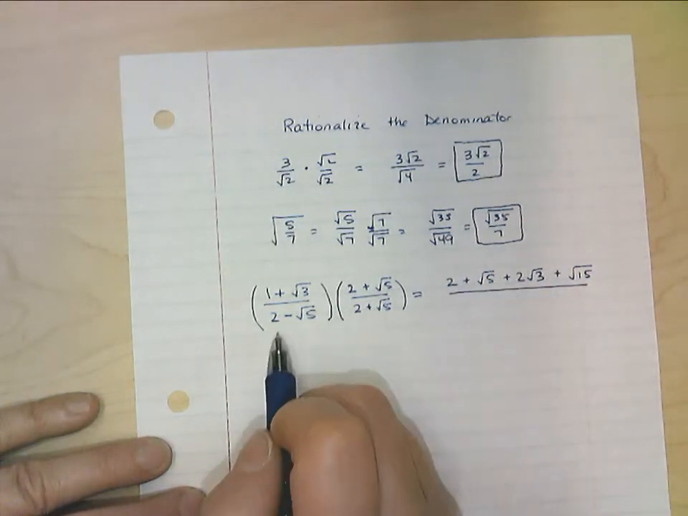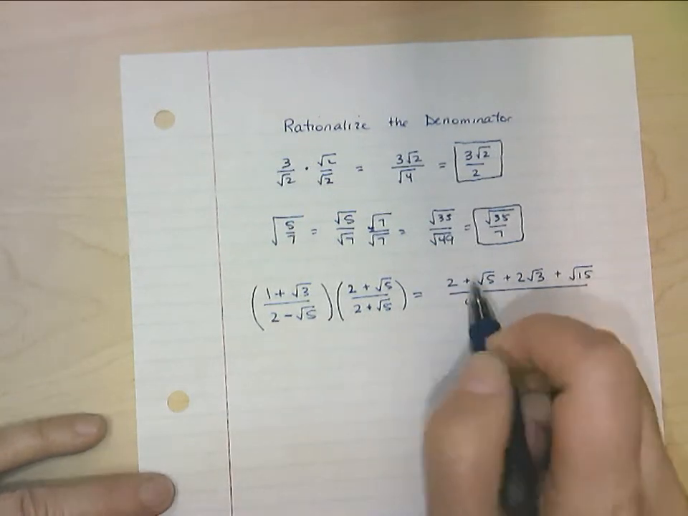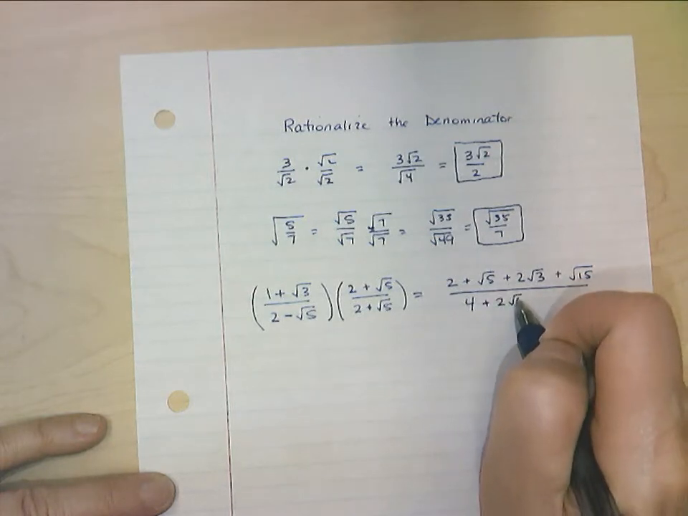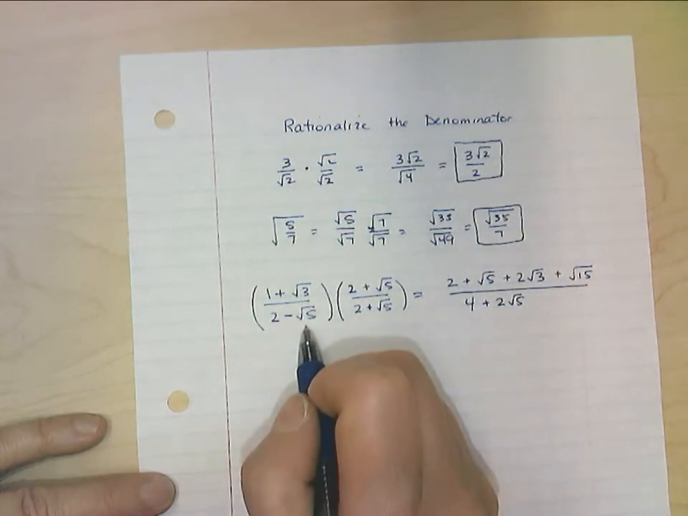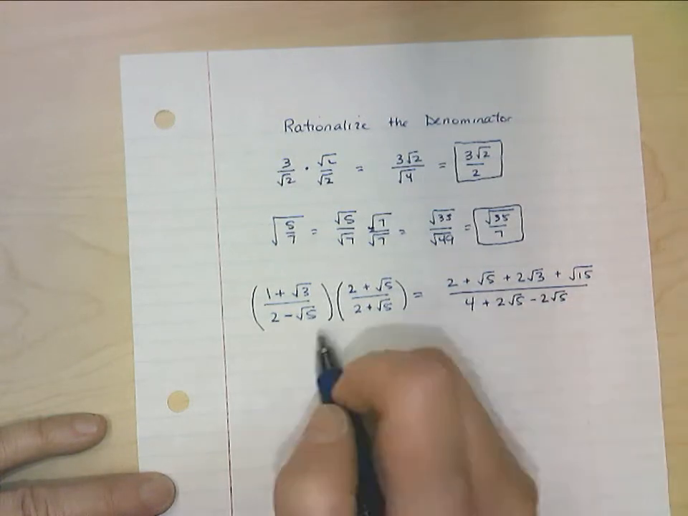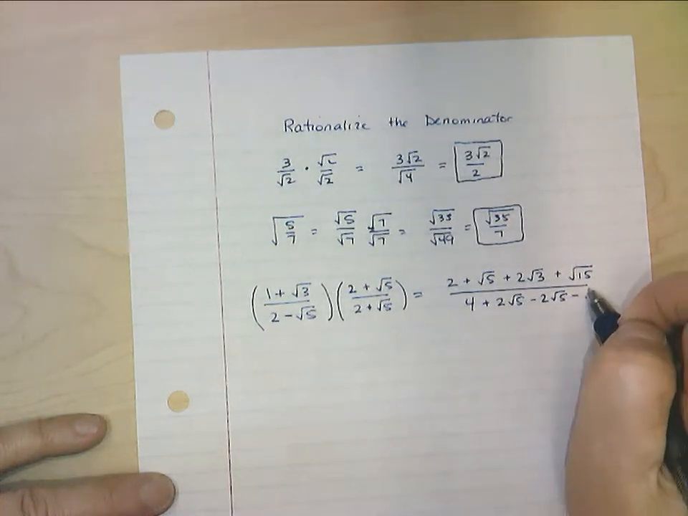My denominator, when I multiply 2 multiplied by 2, will give me 4. 2 multiplied by the square root of 5 will be plus 2 square roots of 5. Negative square root of 5 multiplied by 2 will be minus 2 square roots of 5. And negative square root of 5 multiplied by positive square root of 5 will be negative square root of 25.